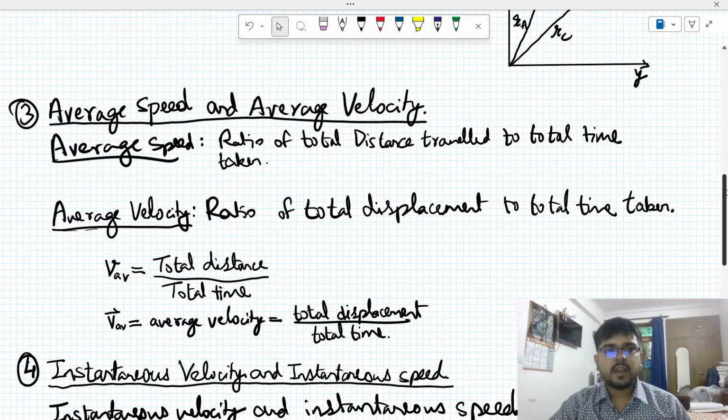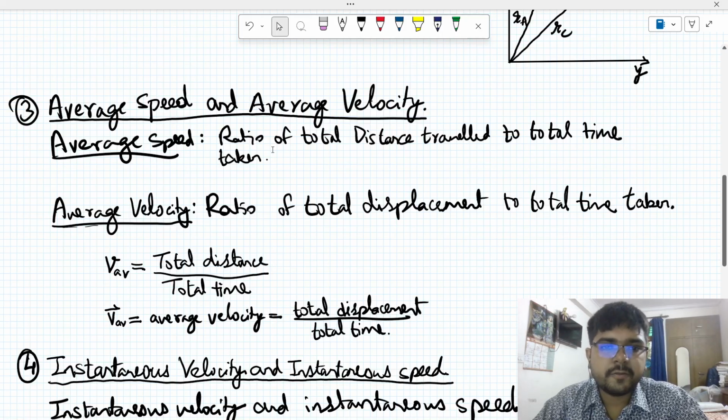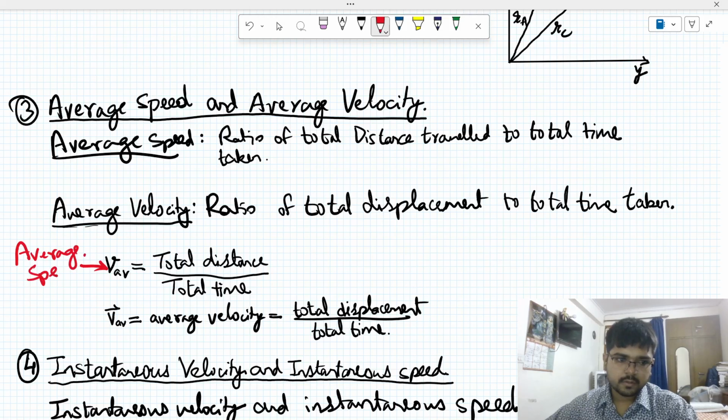Then average speed and average velocity. What is average speed? Average speed is the ratio of total distance traveled to total time taken. And average velocity is the ratio of total displacement to total time taken. Average speed is equal to total distance by total time. This is average speed, and this is average velocity.